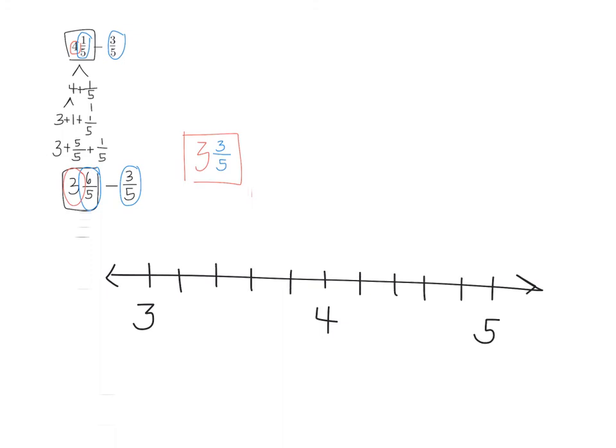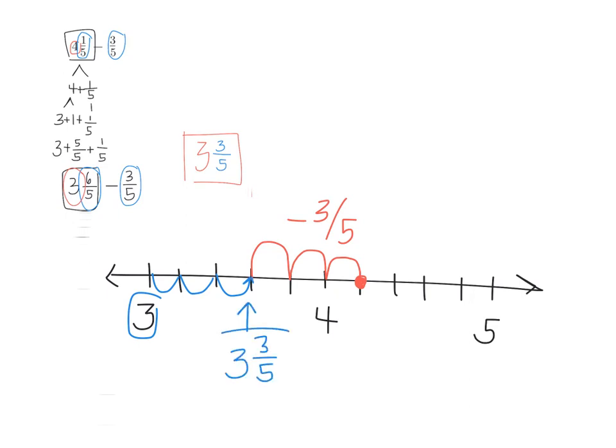Okay, we're starting with 4 and 1/5, which is right here. We have to take away 3/5. 1, 2, 3. We're taking away 3/5. So we end up with 3 and 1/5, 2/5, 3/5 right here. So therefore, the answer is 3 and 3/5. So again, we're using a number line, and we're using what we know about units to subtract a fraction from a mixed number.